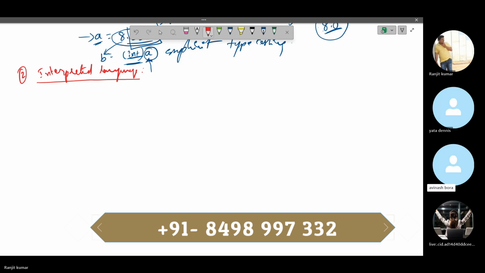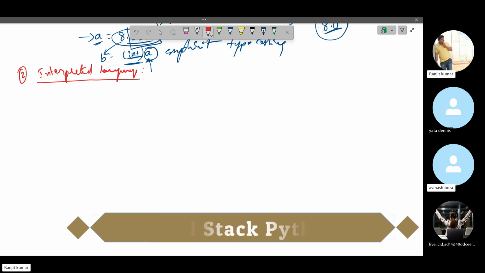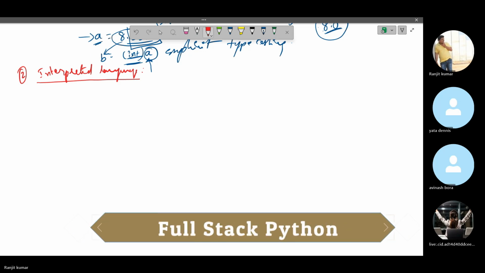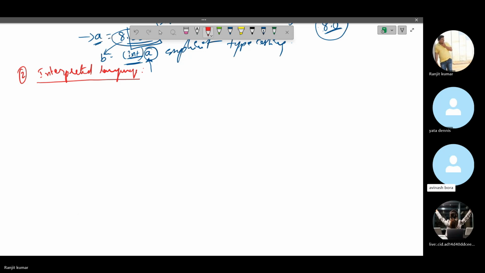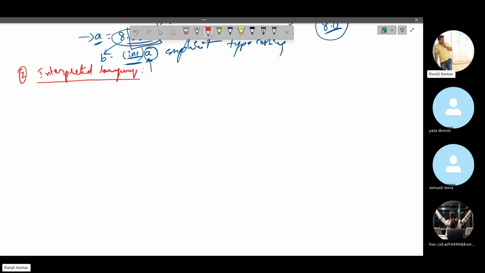Interpreted means translation, sir. That is the only thing. An interpreter always executes line by line. It directly converts line by line for the system. Is there any drawback in using an interpreted programming language?